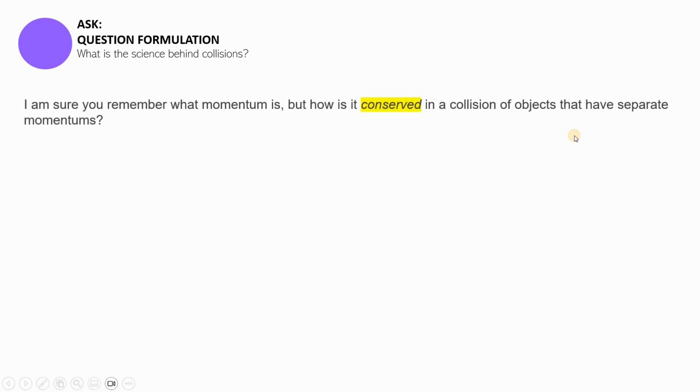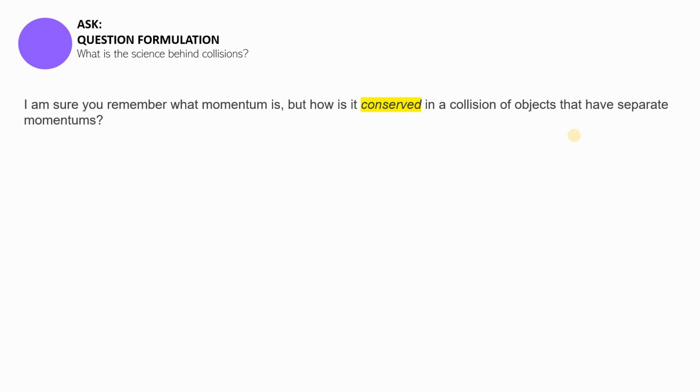Now, let's learn more about this relationship in the next section. And you know that the next section is about ask. Okay, so under that tayo sa ask, this is where we formulate a question first, and then we discover something more about the topic. We explore something more about the topic. Now, I am sure that before we continue, you remember what momentum is. Ano yung meaning niya? Ano rin yung formula niya?